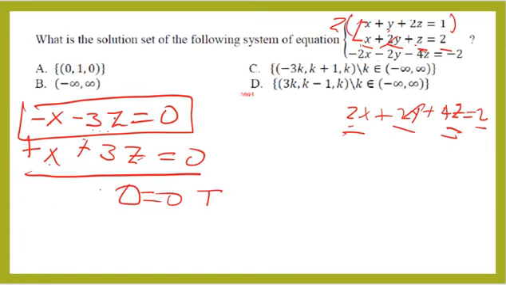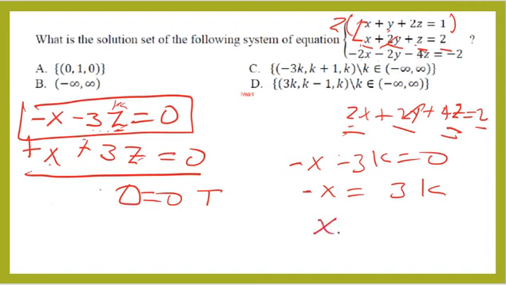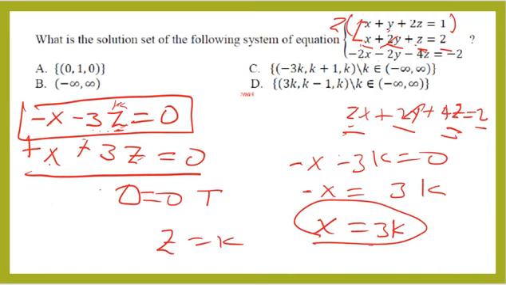In place of z, we can take any value k, because when you see the choices, there is the variable k. So we can substitute any variable in place of k. So what will be x? Negative x minus 3k is equal to 0. Shift the negative 3k to the other side. So negative x is equal to 3k. When you multiply both sides by negative, x is equal to negative 3k. So which one contains x value negative 3k and z value k? The one which is in C. It is a real number.